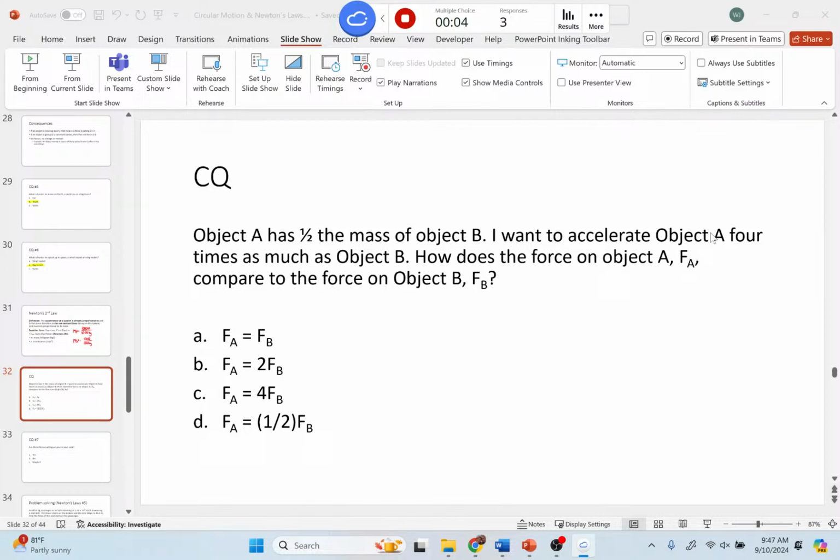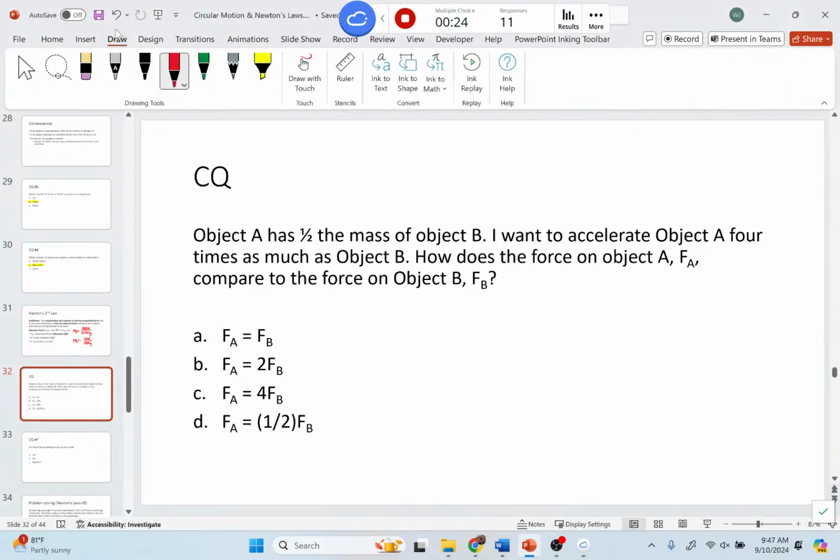So object A has half the mass of object B. Yeah, that's going to make your brain have to work. I want to accelerate object A 4 times as much as object B. How does the force on A compare to B? I'm going to even be so kind and draw a nice picture of this. Object A has half the mass of object B.